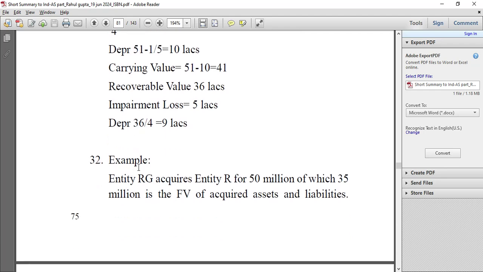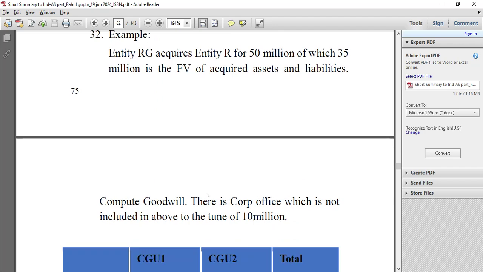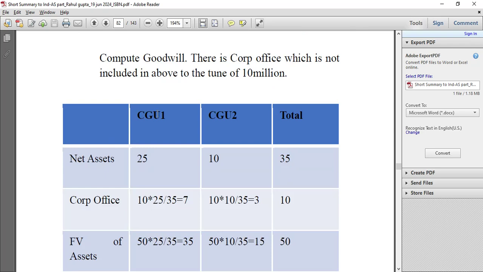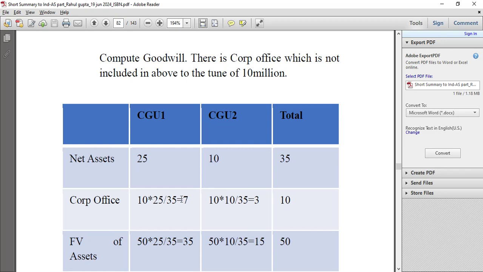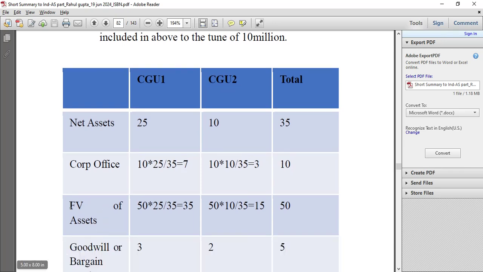Entity RG acquires entity R for 50 million, of which 35 million is the fair value of the assets acquired and liabilities. Compute goodwill. There is a corporate office, not included in the above, to the tune of 10 million. Net assets are 25 million for CGU1 and 10 million for CGU2, total 35 million. Corporate office is 10 million. So 10 million into 25 divided by 35 is 7, and 10 million into 10 divided by 35 is 3. This allocates the 10 million. Fair value of assets: 50 into 25 divided by 35 is 35 million, and 50 into 10 divided by 35 is 15 million. Total is 50 million.